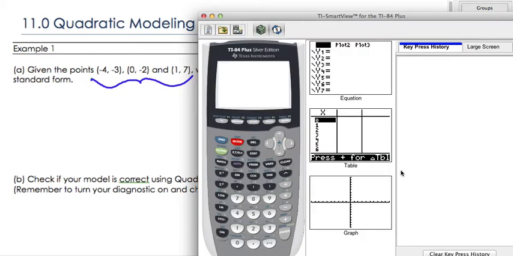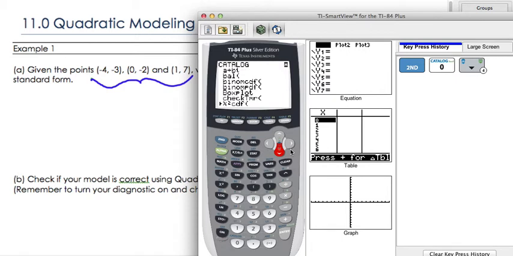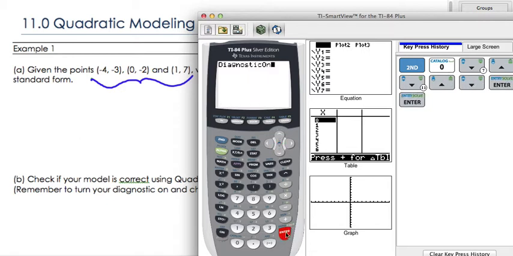So before we get started here, we want to make sure our diagnostic is on. So we go to second catalog and we want to scroll down until we get to diagnostic on here. Takes just a minute to find it. There it is. So diagnostic on, and we press enter and enter again.